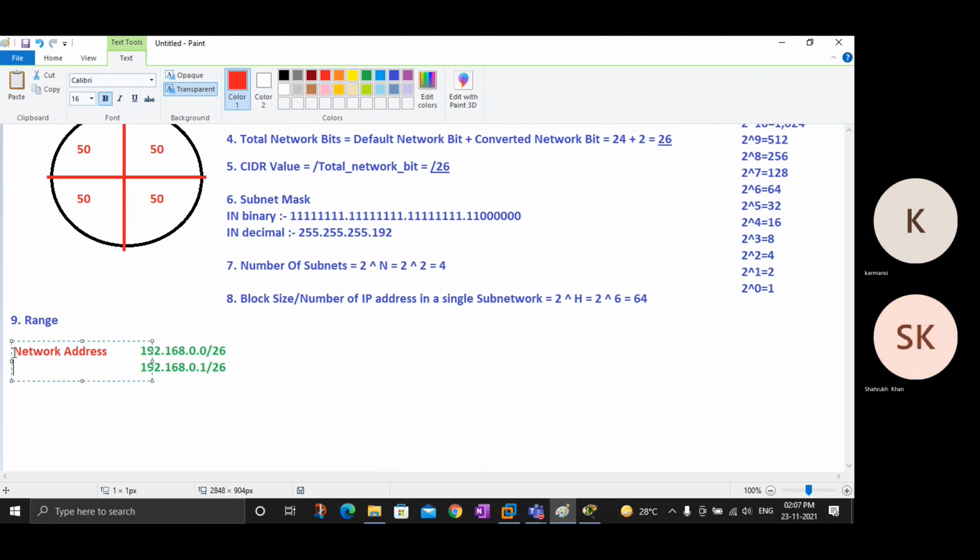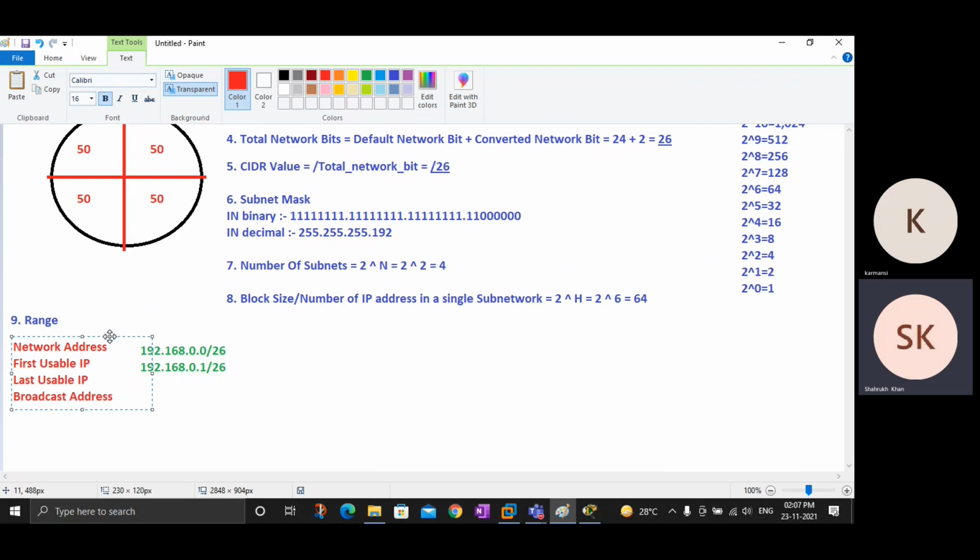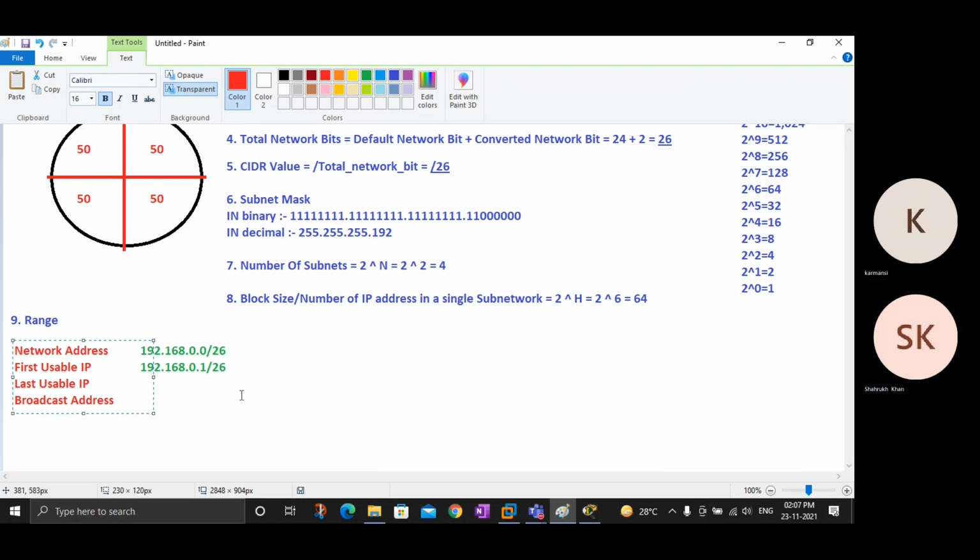Address, then first usable IP, last usable IP. We need to calculate these 4 values for all the subnetworks that we will get here. Okay.